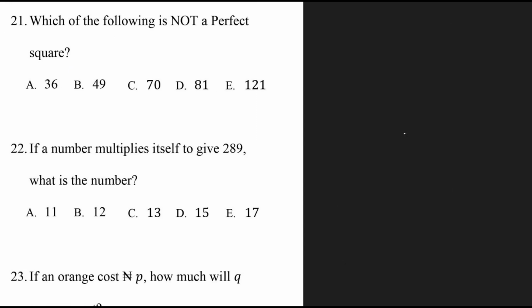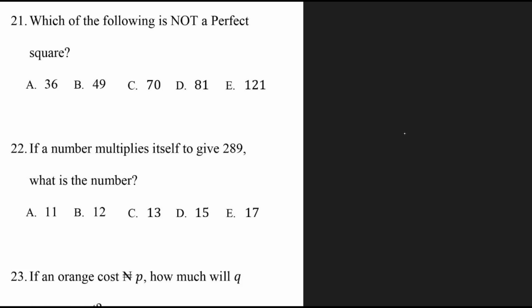Alright. Question 21 says, which of the following is not a perfect square? So the question is, what is a perfect square? A perfect square is a number that when you take the square root, you get a number without any remainder, exactly a whole number.